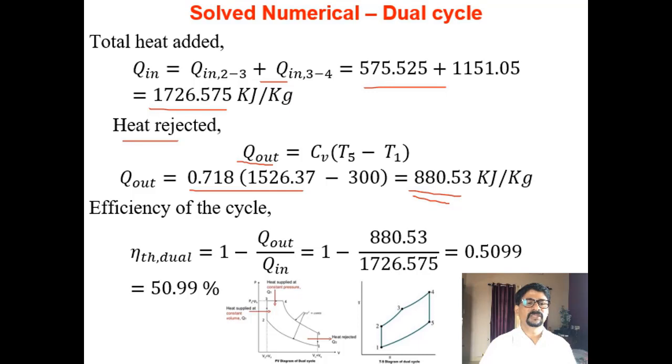So the efficiency of the cycle, eta thermal dual, is equal to 1 minus Q out by Q in. Substitute for Q out and Q in and simplify, you will get it as 0.5099 or 50.99%. So this is how you have to proceed to calculate the efficiency of the dual cycle.